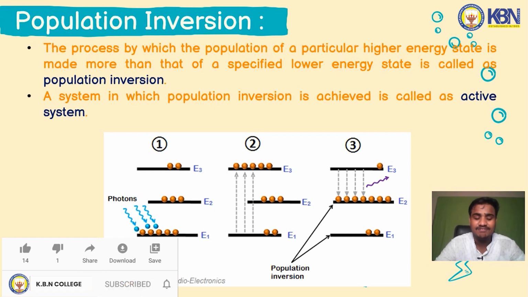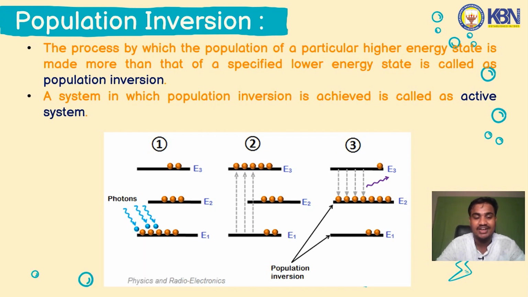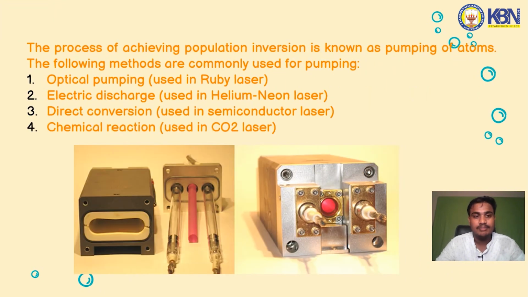A system in which population inversion is achieved is known as the active system. The system where this population inversion can be achieved is known as the active system. Now coming to the process, as I said, the process of achieving population inversion is known as the pumping of atoms. There are 4 types of pumping mechanisms available.